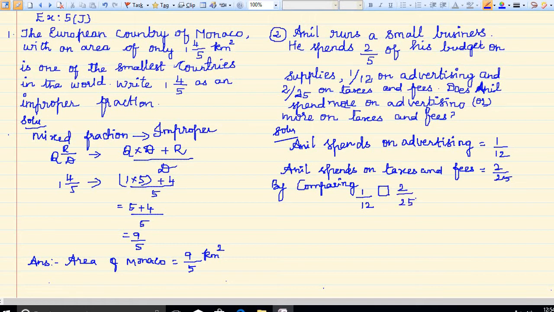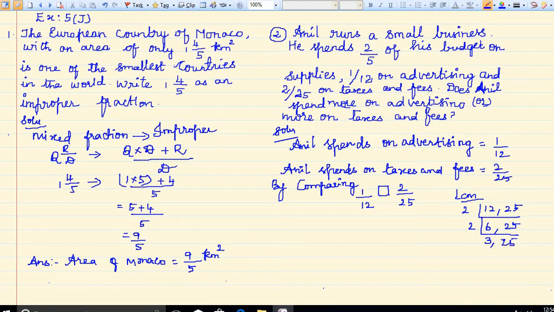See, I have here two different denominators. I am making my denominator the same. Then I can compare the numerators. See, how can I make my denominator the same? By taking the LCM. So LCM of 12, 25. 2 6s are 12 and 25 as it is you have to write. Next, 2 3s are 6, 25 as it is you write.